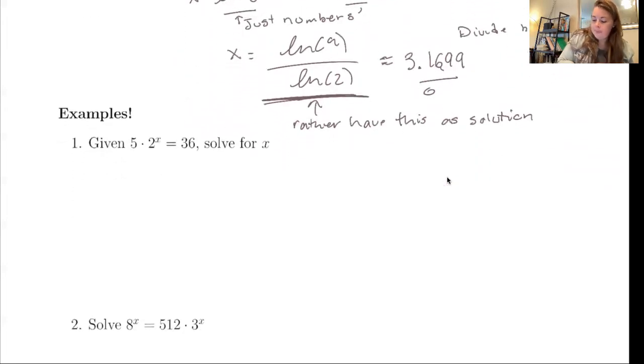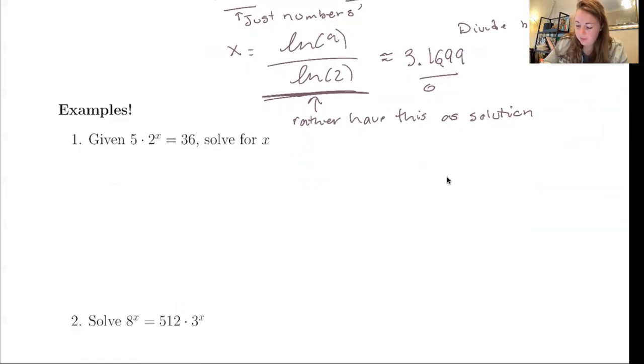So this whole section is about solving for x when it's in the exponent, and then we'll do sums where it's in the logarithm, and that's where inverses come into play. It's super cool. All right, so we can go a little step further. Given that 5 times 2 to the x equals 36, solve for x.